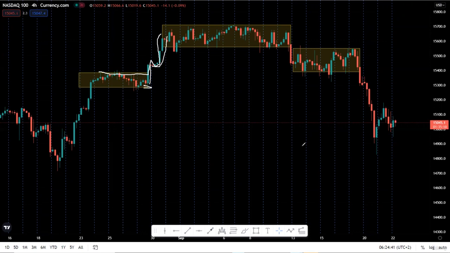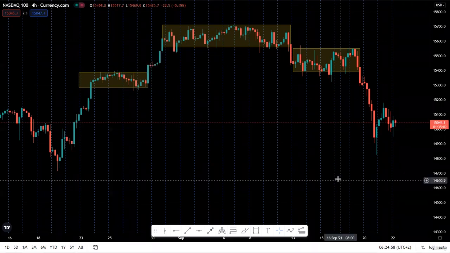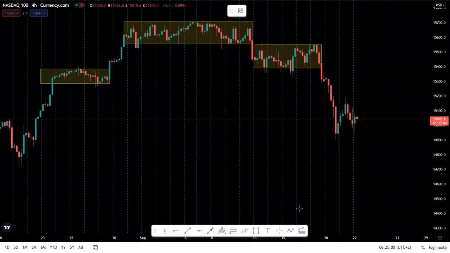Now let's talk about how you can identify a bearish order block and what bearish order blocks are. Bearish order blocks, these are candles. These are the last bullish candle followed by a movement to the downside. Let's try to identify a bearish order block. Look at that.